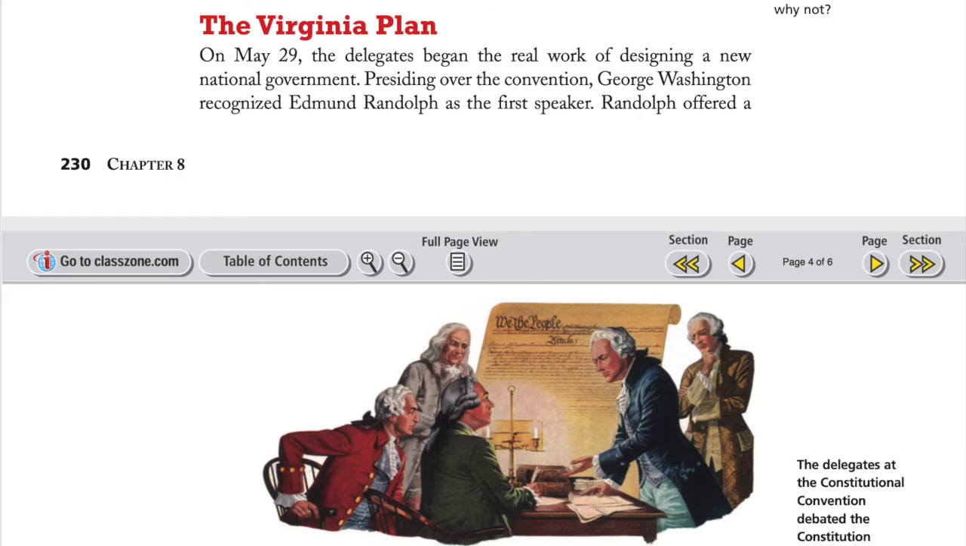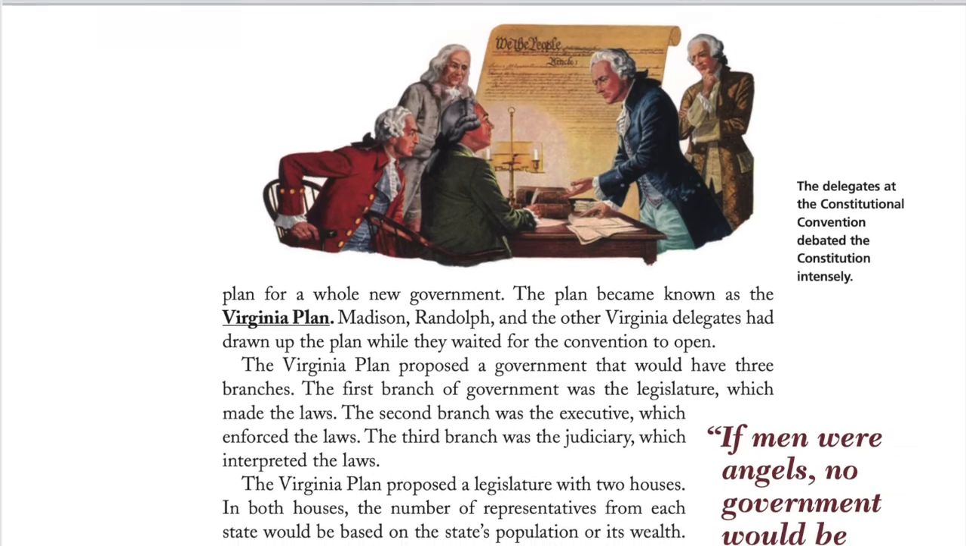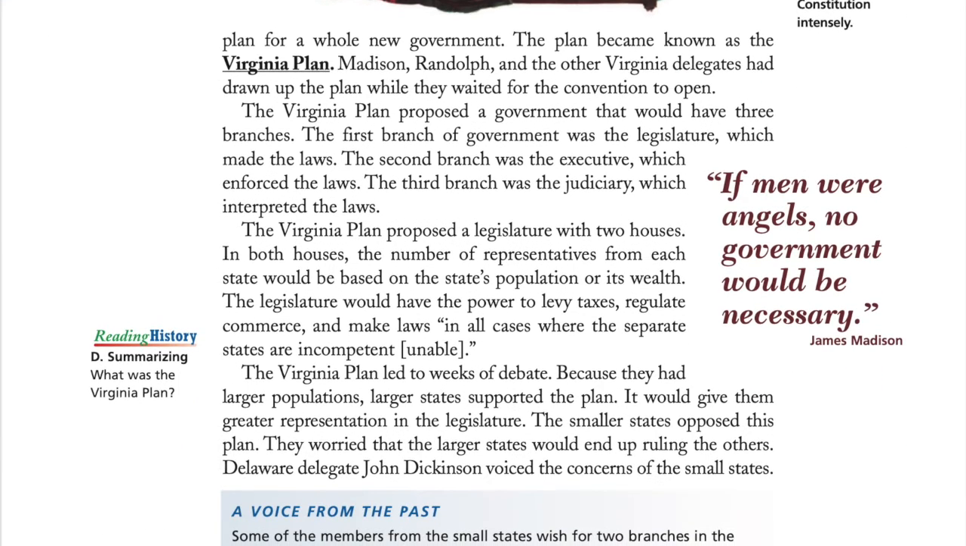The Virginia Plan. On May 29, the delegates began the real work of designing a new national government. Presiding over the convention, George Washington recognized Edmund Randolph as the first speaker. Randolph offered a plan for a whole new government. The plan became known as the Virginia Plan. Madison, Randolph, and the other Virginia delegates had drawn up the plan while they waited for the convention to open.